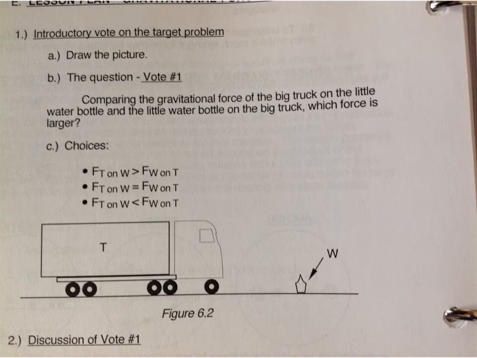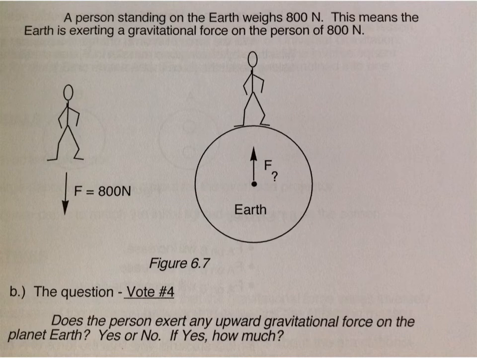All right, so now we are back at our question, and I'll just have you read this for a second and think about, given what we've talked about with gravity, what is the gravitational force on the truck and the water bottle? You should know that the answer is they are equal because they are a third law pair. And I'll give you a second here just to think about what the gravitational force of the Earth attracted to the person is.